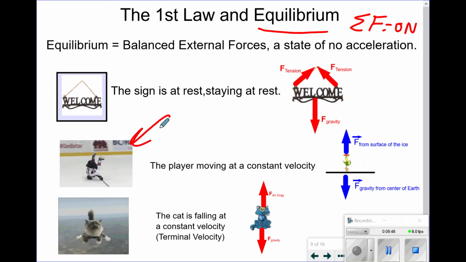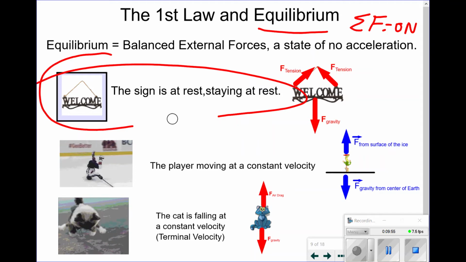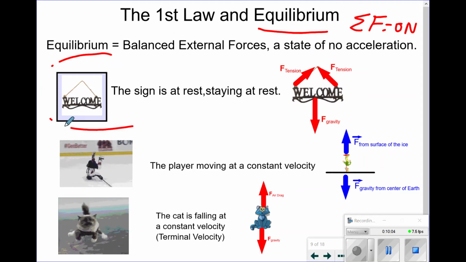However, equilibrium does not mean at rest. Most people think this is the only state of equilibrium, and it is not. It is just one of the many cases. The second case is in motion with no change in speed nor direction. So a person sliding on ice at a constant velocity is in fact at a point of equilibrium.